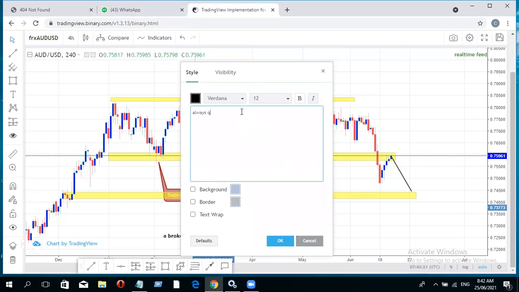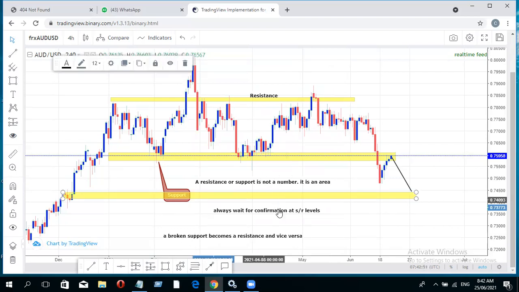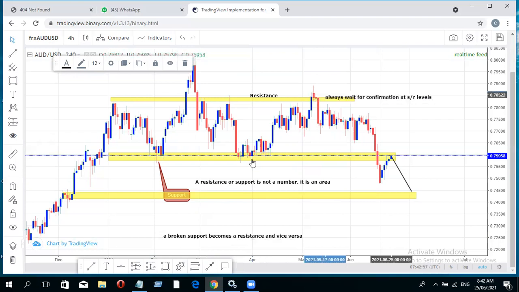Always wait for confirmation at support or resistance levels. Don't just enter because the price is going to support, all of that. The confirmations are the candlestick patterns. Always wait for a confirmation before you make your trade. Then you look at the candlestick pattern, and most important, you look for a break of structure.